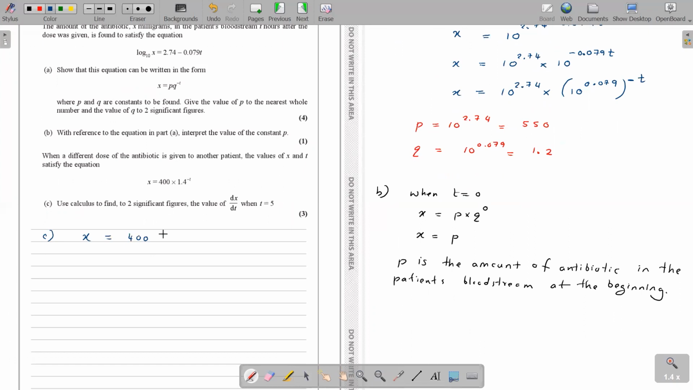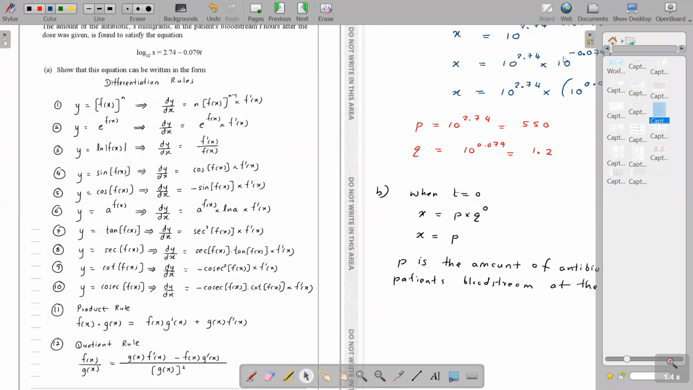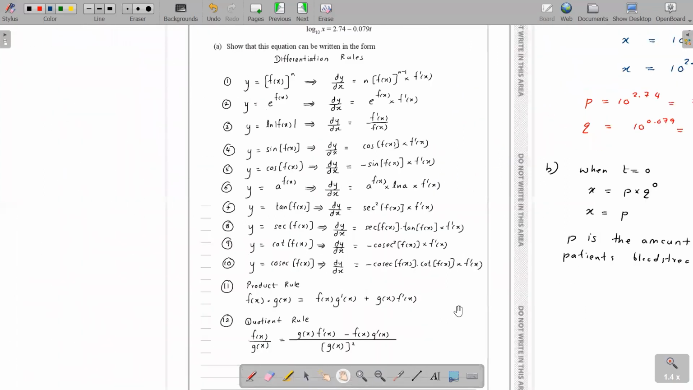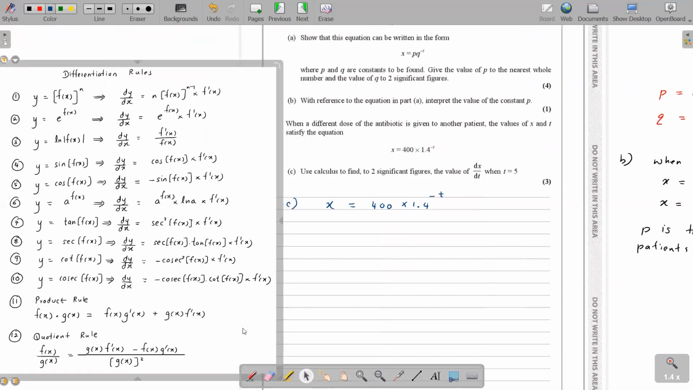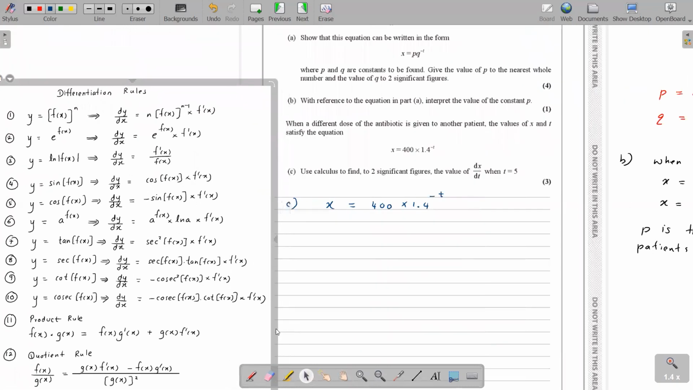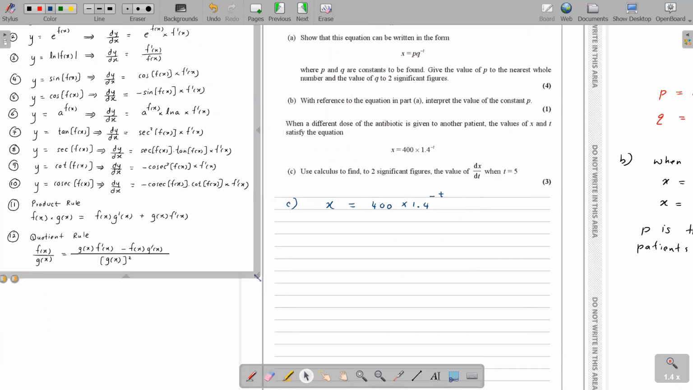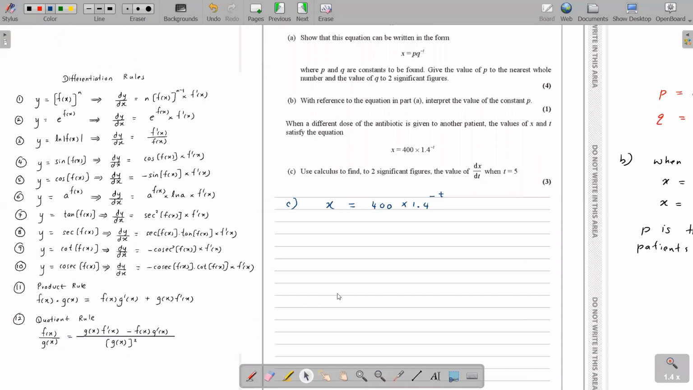So 400 times 1.4 to the power minus 3t. How do we differentiate 1.4 to the power minus 3t? I'll take my differentiation rules. I think we need to go with rule number 6 here. Can you see? Rule number 6, because you have a constant 1.4 to a power of t, so the constant to the power of f(x). This is what we should use.